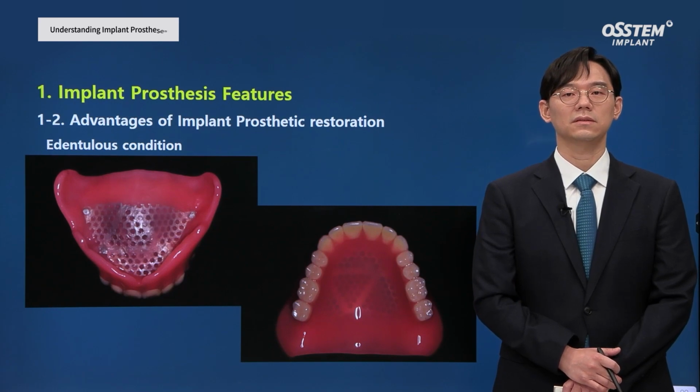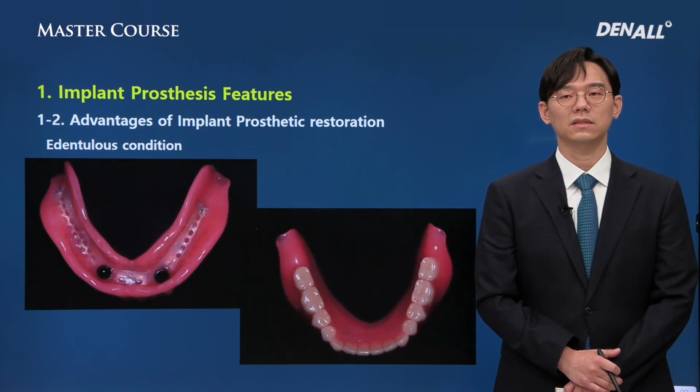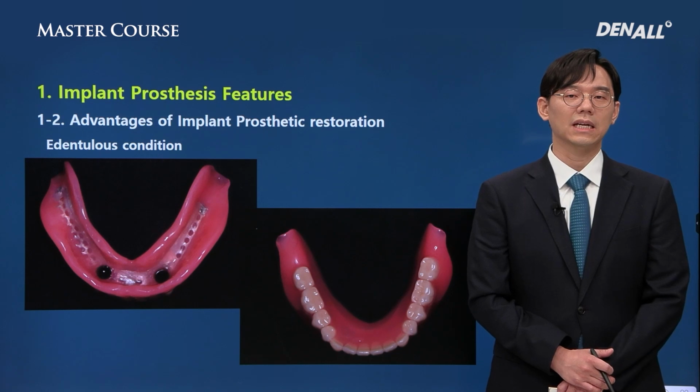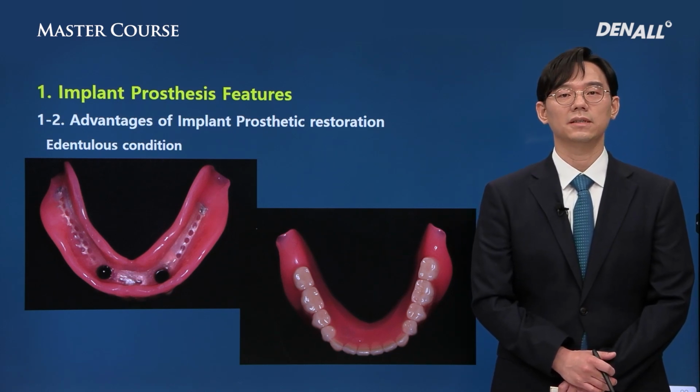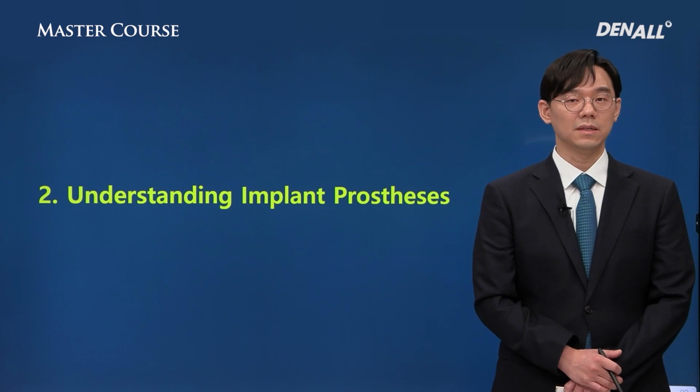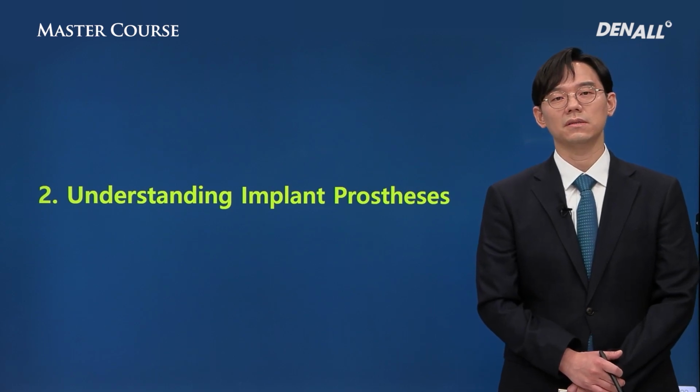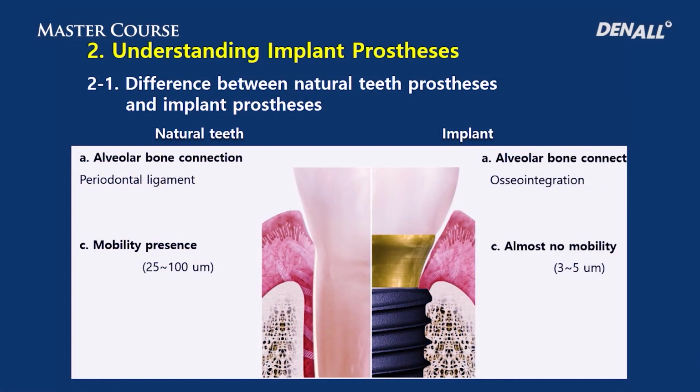This is upper denture and this is denture in the lower. Locator housing was bonded using hard lining resin intraorally. I'm going to talk about the implant prosthesis components.